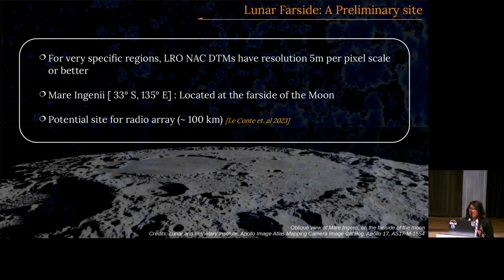This is the perturbation along the Z direction. In order to model that, I use the stereo observation of Mare Ingenii, where I use the narrow angle camera data from LRO that has a resolution of around 2 meters. And why Mare Ingenii? Because it's located on the far side of the Moon and it has the preferable mid-latitude position that's important for a radio interferometer. Also, this is one of the sites that has been suggested in that paper to be a potential site for a radio array.